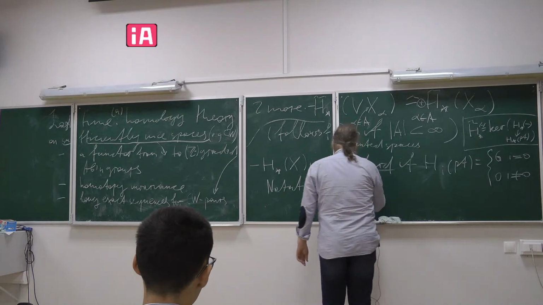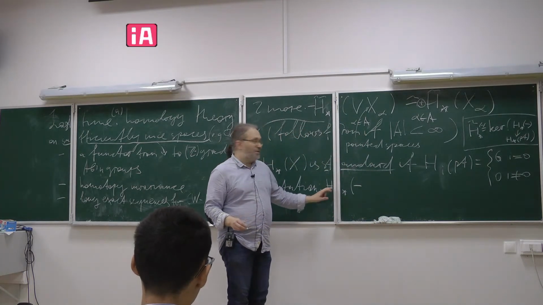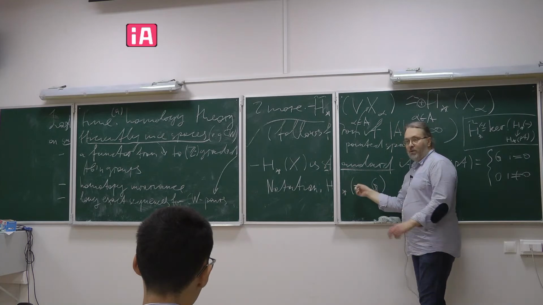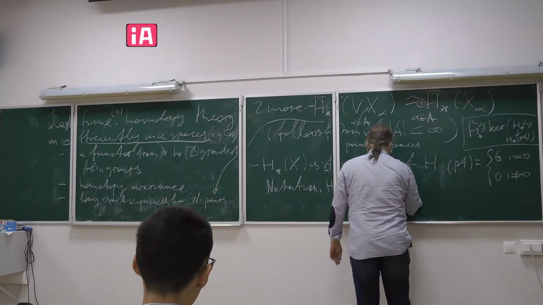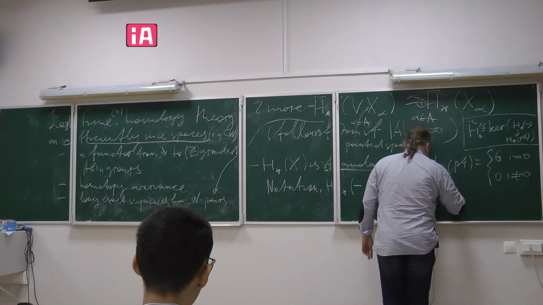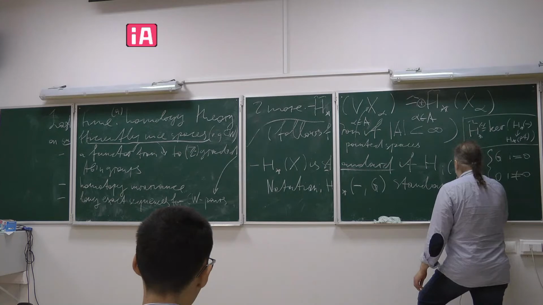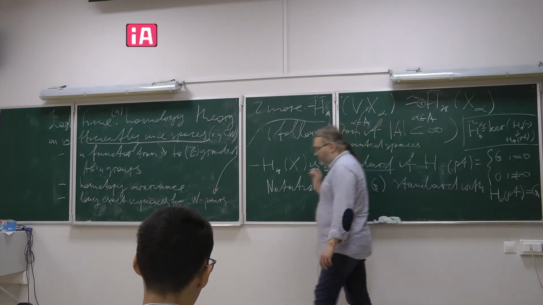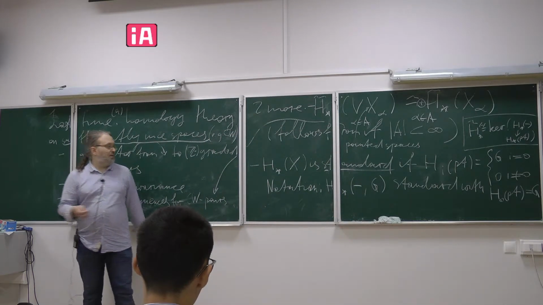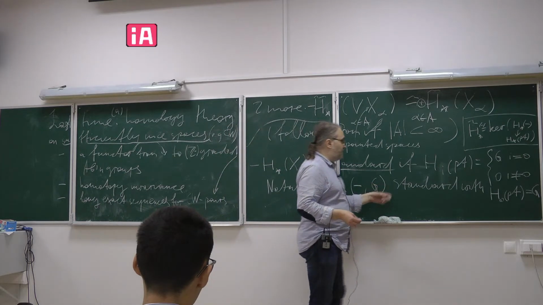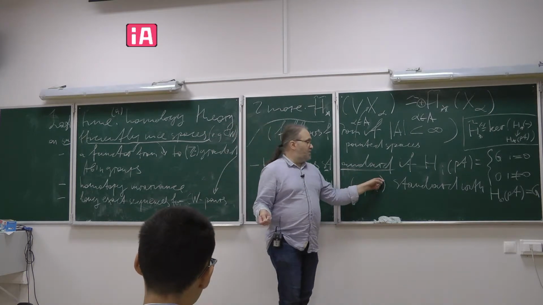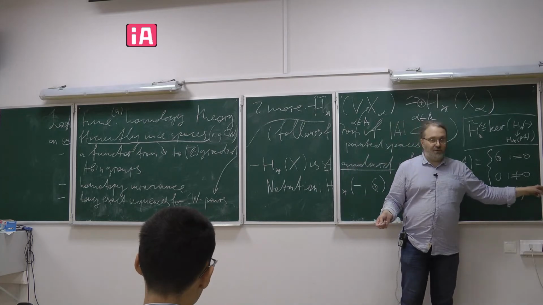Anyhow, so we use capital H of X comma G to denote the standard homology of X with coefficients in G, which means H naught of a point is G.